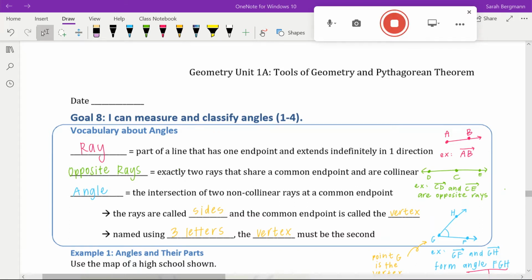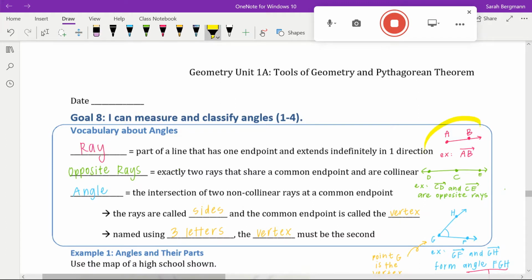Your goal for today is to learn how to measure and classify angles. First, you need to know a lot of vocabulary about angles. The first word is a ray. A ray is a part of a line that has one endpoint and extends indefinitely in one direction.